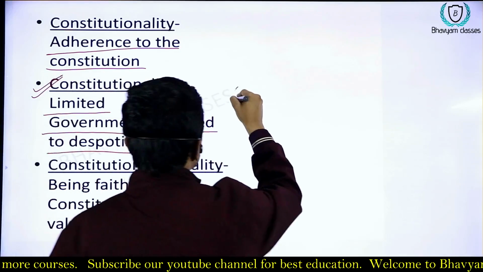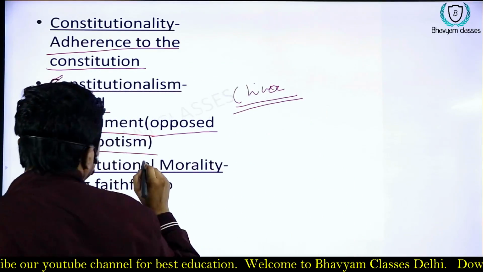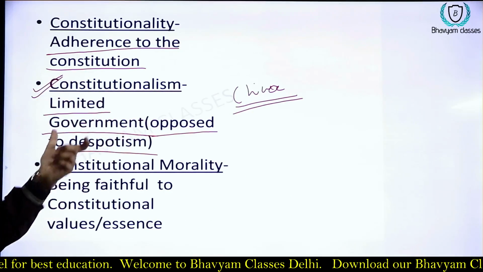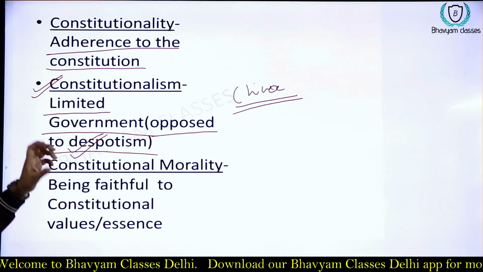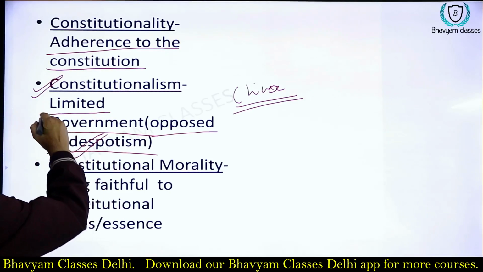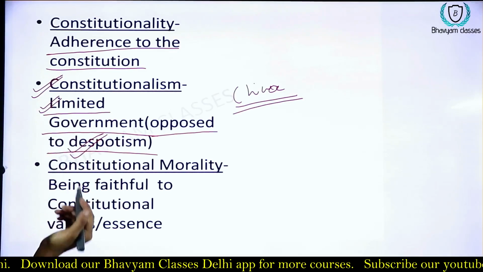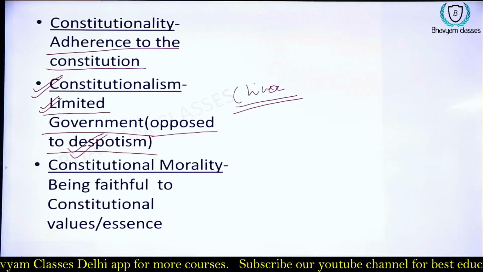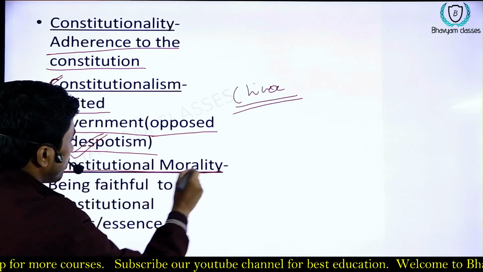If we talk about China, we don't find the ideas of constitutionalism in China, because in China we find the ideas of despotism. So wherever there is the idea of limited government, we say that they follow the tenets or the ideas of constitutionalism. While what is the meaning of constitutional morality?